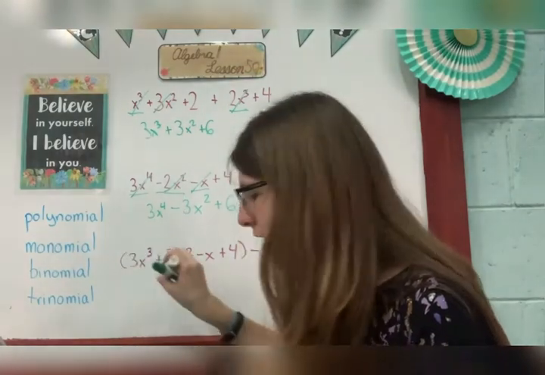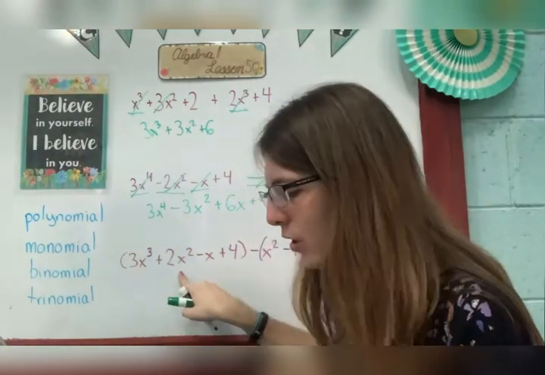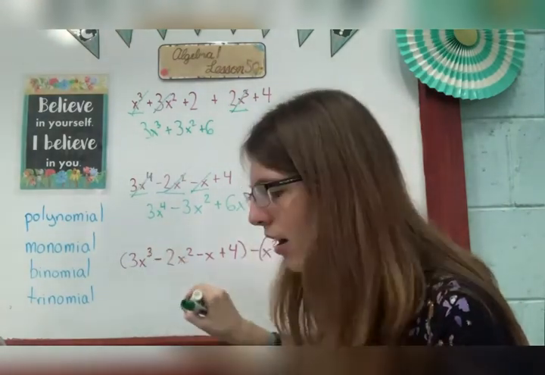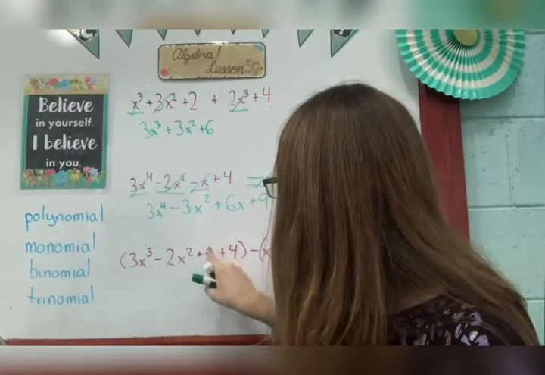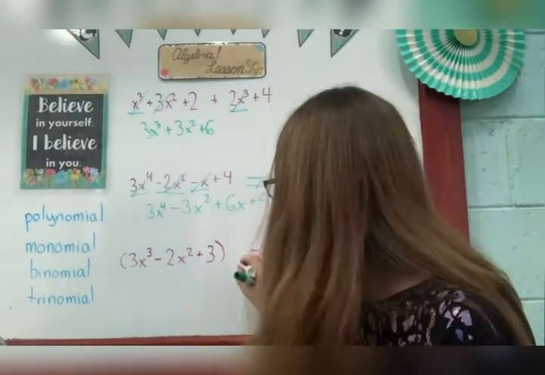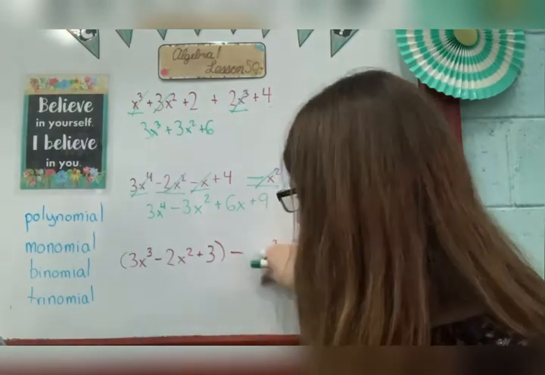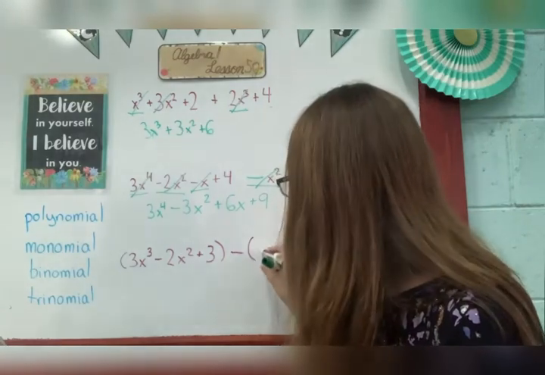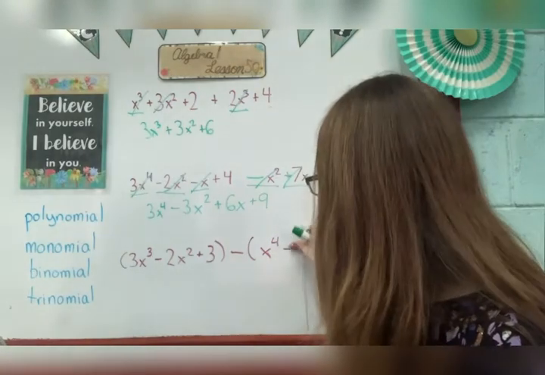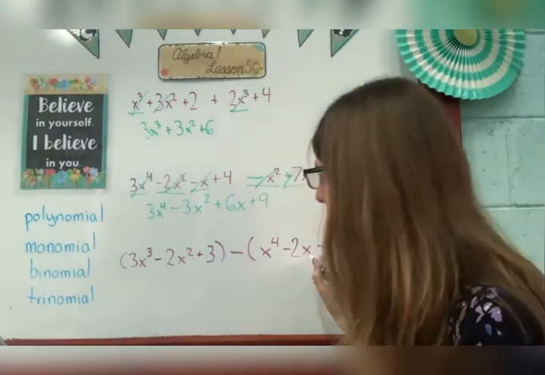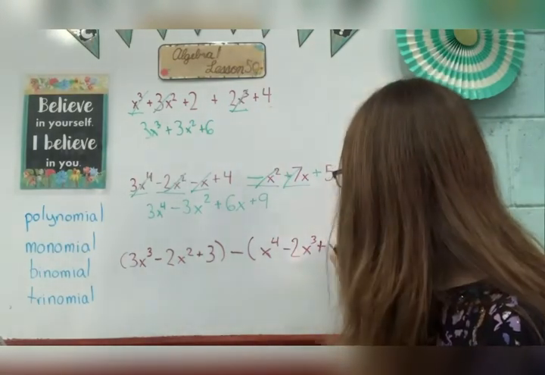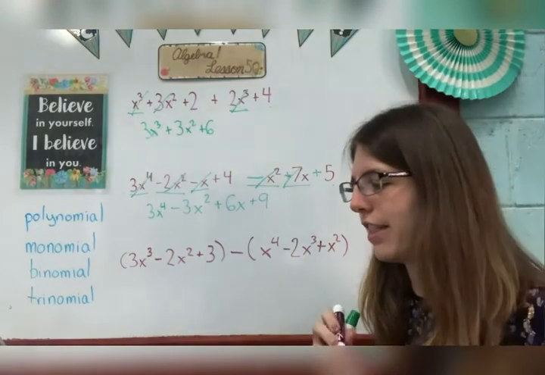This should be 3x cubed minus 2x squared plus 3, minus x to the 4th minus 2x cubed plus x squared. Okay, so let's try this now.